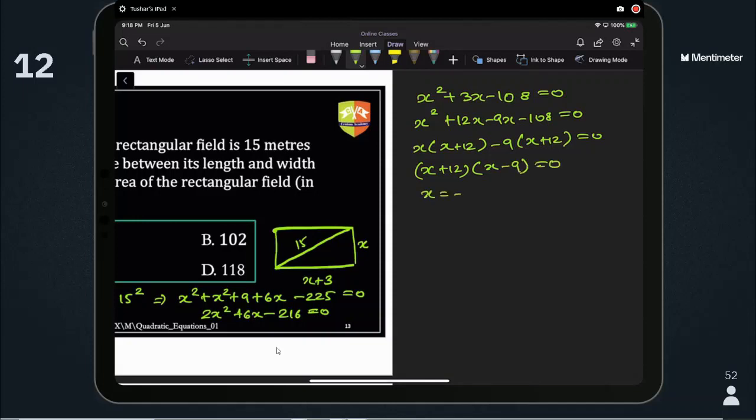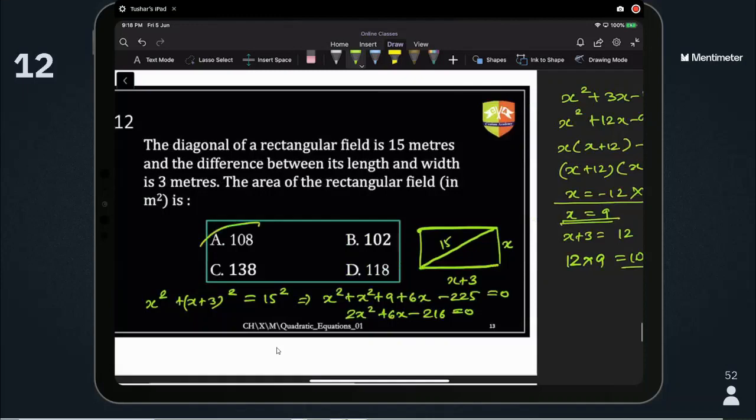So x is either minus 12 or 9, but minus 12 cannot be the solution because length cannot be negative. So x has to be 9. x plus 3 is the length, so 12 is the length. The area is 12 into 9, which is 108. Very simple. So A was the answer.